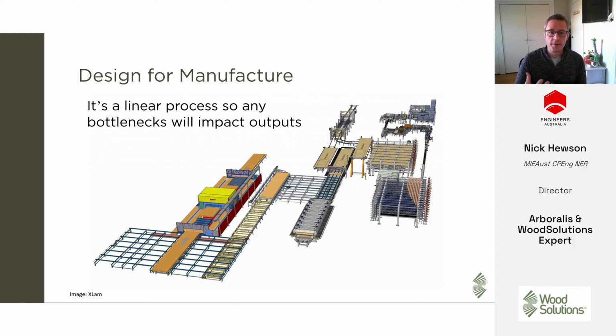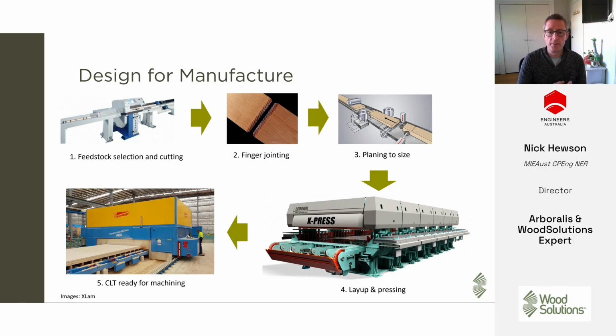So this is a sort of a schematic of a CLT production plant. So you have material coming in at one end and fully finished panels coming out at the other. So if you have a number of different processes in there, from selecting the material, cutting, finger jointing, planing to size, pressing up the panels, the CNC machinery, if there's a block in any one of those at a particular point, then that can really slow down the whole process and makes the thing a lot more costly.